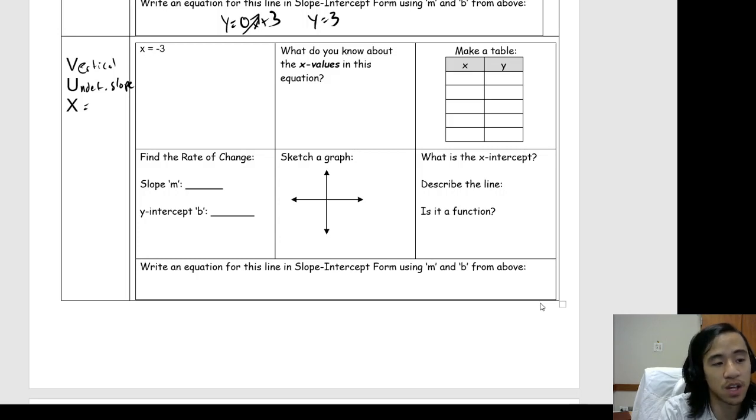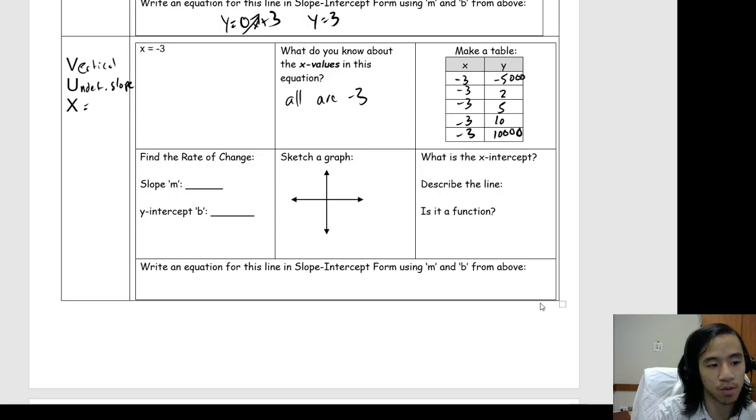So we see x is equal to negative 3. That means this is going to be a vertical line, and it's going to have an undefined slope. All the x values are negative 3 for this. We can go down the line on x, and they're all negative 3. It doesn't matter what y values we put here. We could have negative 5,000, 2, 5, 10, and 10,000. The x is always going to be negative 3.